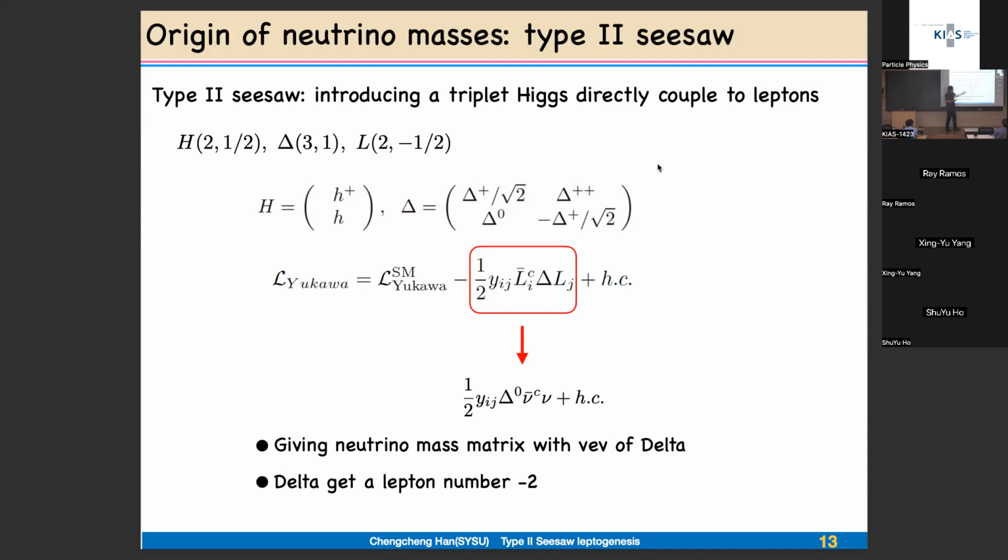I think this is a very simple idea. This not only gives the neutrino mass, at the same time delta also gets lepton number -2, because it couples to leptons, with a C here. So the lepton number is -2 for delta. Is it leptophilic? Yes, because of the charge assignment it cannot directly couple to quarks: you cannot manage the cancellation of the hypercharge.